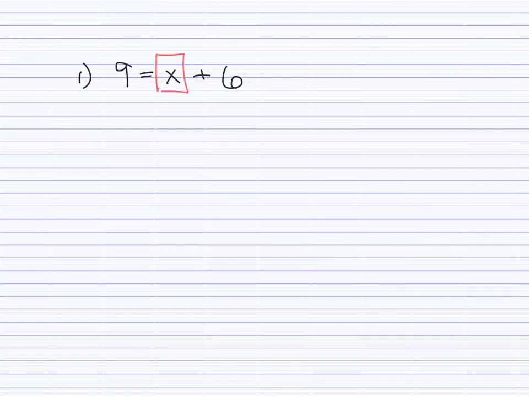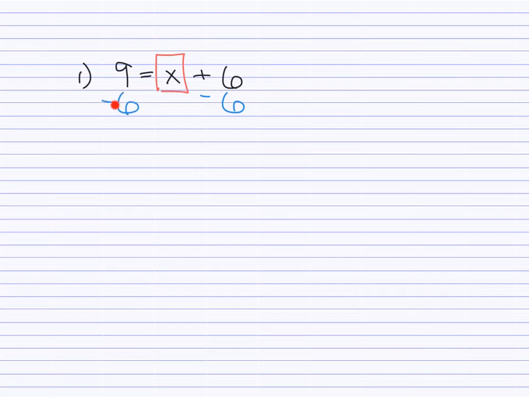So I'm going to draw a box around it. That's the letter I need to get by itself. I notice there's a plus 6 next to it, which means I've got to move the plus 6 to the other side. Again, if I'm going to move across an equals, that means I'm doing the opposite. So I'm going to subtract 6. What I do to one side, I do to the other.